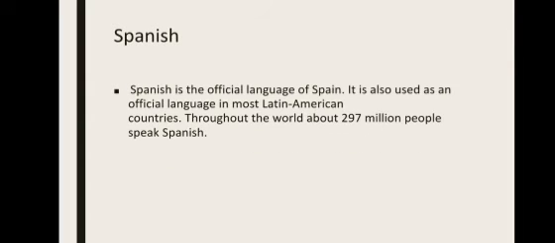Spanish. Spanish is the official language of Spain. It's also used as an official language in most Latin American countries. Throughout the world, over 297 million people speak Spanish.